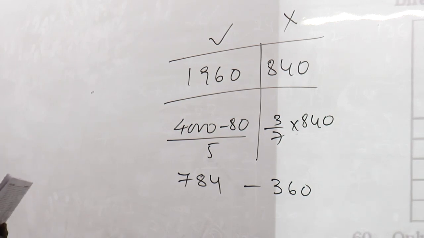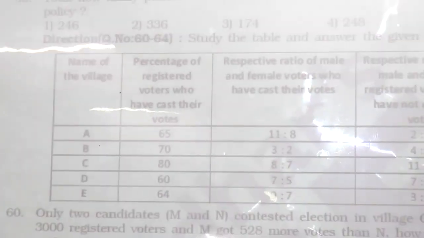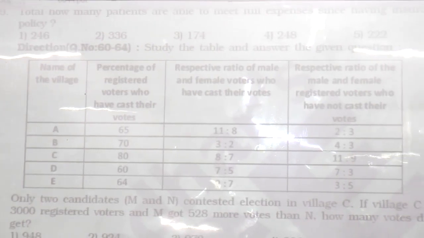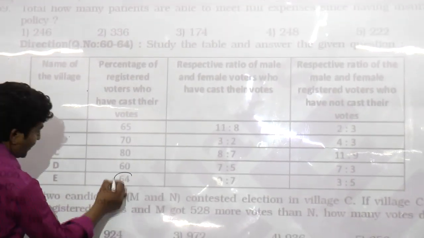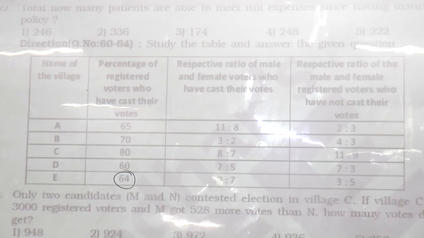Next, 62. If the number of male registered voters who have not casted their vote in village E is 324, what is the number of registered voters in that particular village? Number of registered voters in village E. Percentage should be 64. What is the number of registered voters in that particular village?